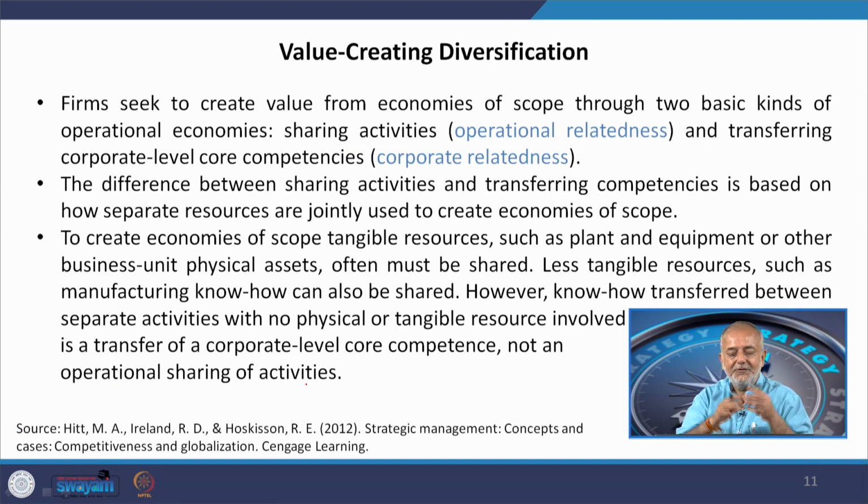Let us try to elaborate upon this very briefly. Firms seek to create value from economies of scope through two basic kinds of operational economies: sharing activities, operational relatedness, and transferring corporate level core competencies, corporate relatedness. The difference between sharing activities and transferring competencies is based on how separate resources are jointly used to create economies of scope. To create economies of scope, tangible resources such as plant and equipment or other business unit physical assets often must be shared. You are using the same plant and production facility for manufacturing two different kinds of products basically.